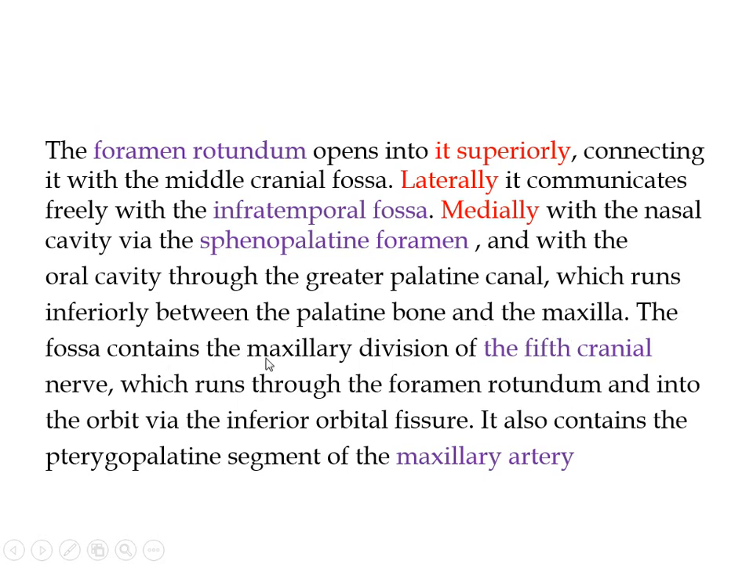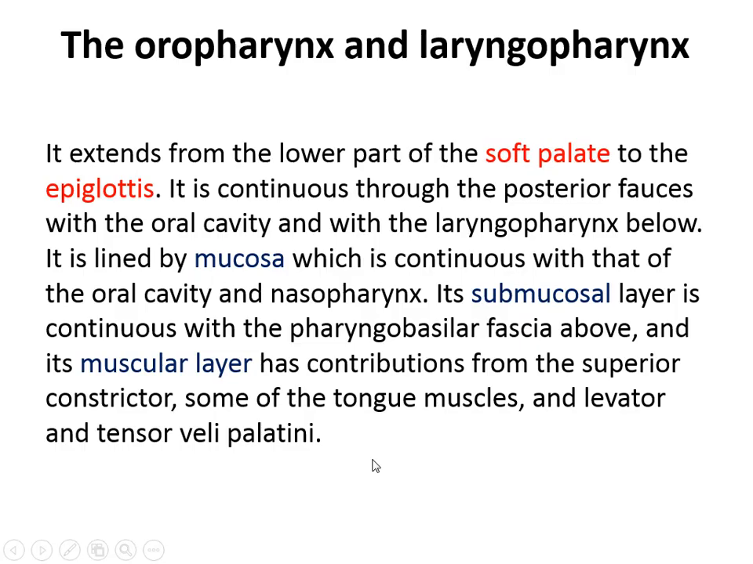The fossa contains the maxillary division of the fifth cranial nerve, which runs through the foramen rotundum and into the orbit via the inferior orbital fissure. It also contains the pterygopalatine segment of the maxillary artery. Good.